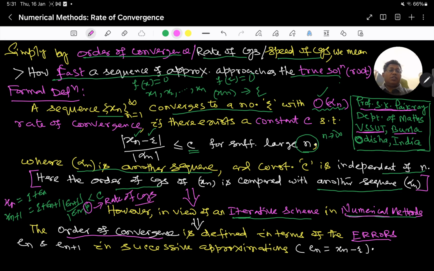So let me discuss the details of this definition. Here the order of convergence is defined in terms of the errors en and en+1. En is the error in the nth approximation, en+1 is the error in the (n+1)th approximation, meaning the approximate root minus the real root in two consecutive approximations. In view of this, I will discuss the rate of convergence of the fixed point iteration method and the NR method in detail.